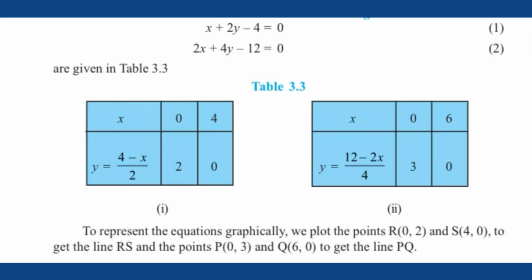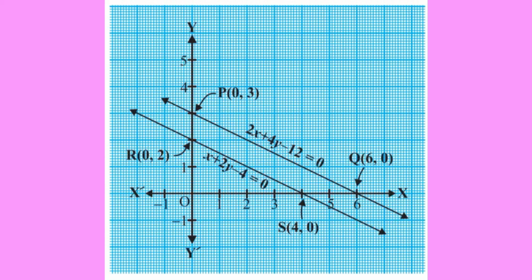Now to represent these equations graphically, we will plot the points R(0, 2) and S(4, 0) corresponding to the first equation and draw line RS. Similarly, we will plot the points P(0, 3) and Q(6, 0) corresponding to the second equation and draw line PQ. Now students, here you can see that points R(0, 2) and S(4, 0) are plotted corresponding to the first equation and line RS is drawn. Similarly, points P(0, 3) and Q(6, 0) are plotted and line PQ is drawn joining the points P and Q.